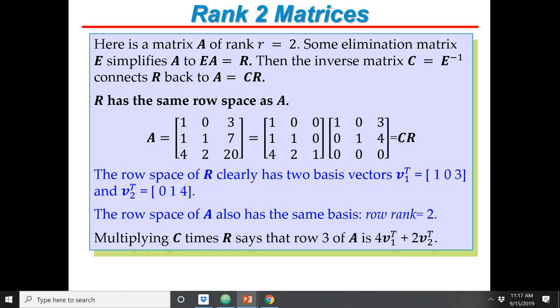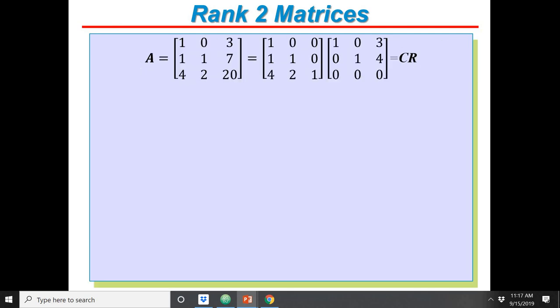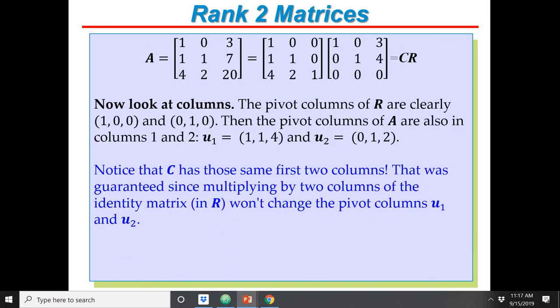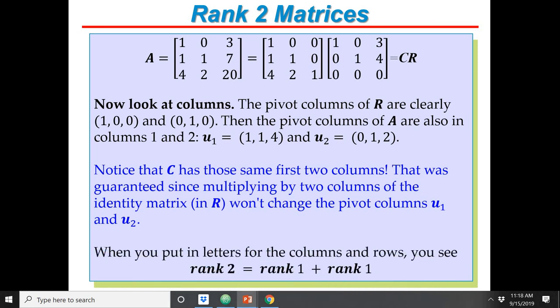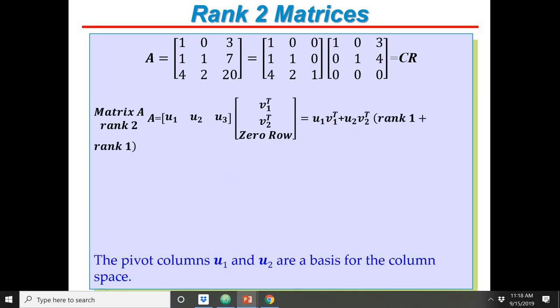So what I have is, if I can go to the next slide, let me see if the equation I need is here. I don't see it yet, so give me 1 second. Here it is.